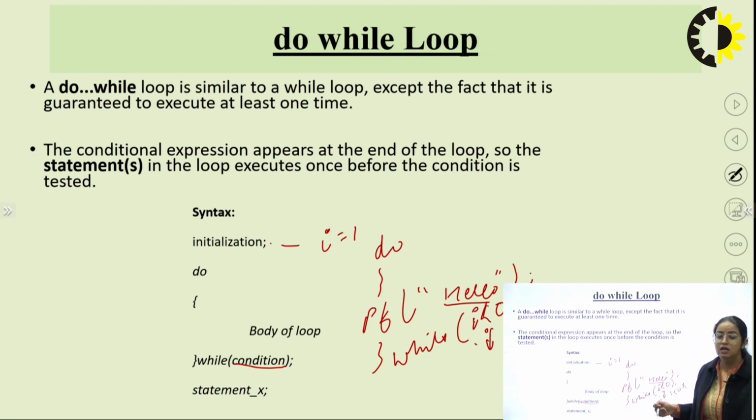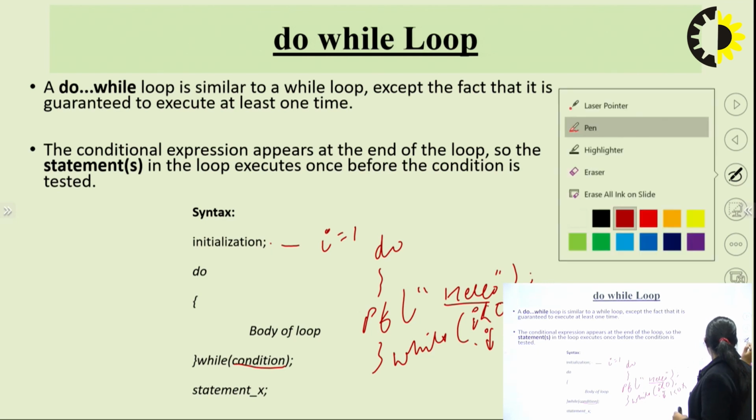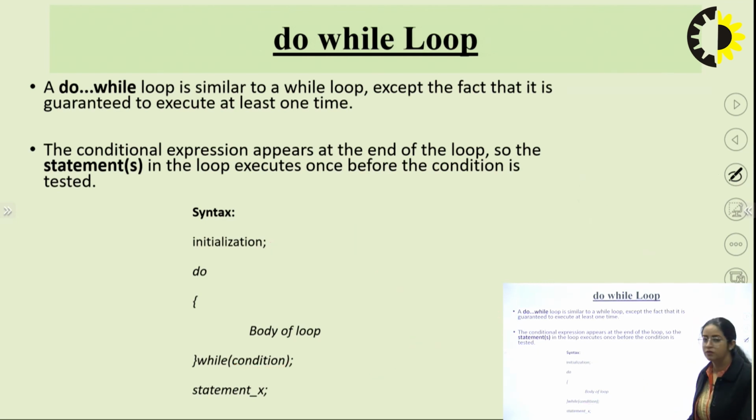That's why we are saying at least once we get the output here. Similarly, it also executes the body of the loop at least once. It is also used for repetition work, or you can say iteration. It is used for iteration, but the syntax is different from the while loop. That's why it is known as exit control loop.